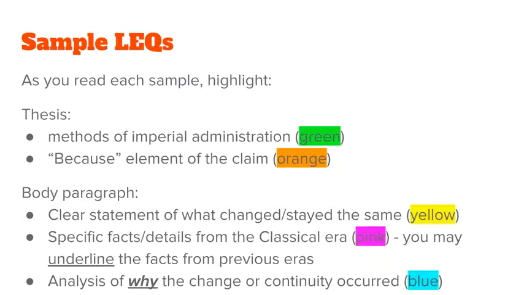The other thing in the thesis is what I call the because element of the claim. The College Board wants a thesis statement to be more than just a plain description of this happened and this happened. There needs to be some element of adding value, and because the College Board is looking in the thesis statement for a historically defensible claim, claims always have some component of analysis.